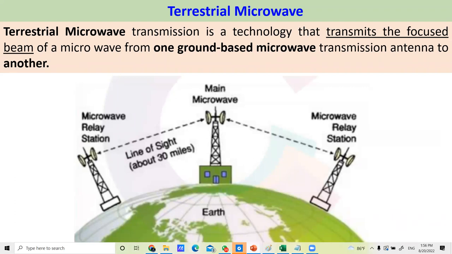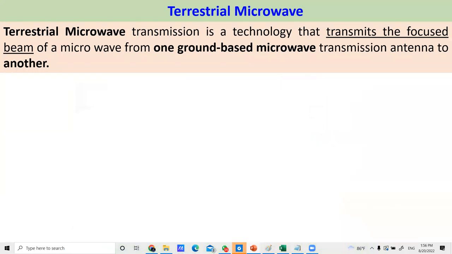Then the microwave relay station, the other stations known as microwave relay stations. There is one main microwave station there. From the main microwave, they can propagate the signal to other locations. That's all. That is another type of signal propagation method under terrestrial microwave.